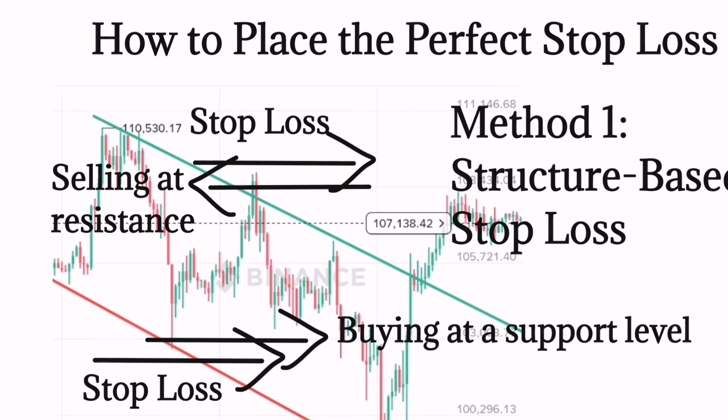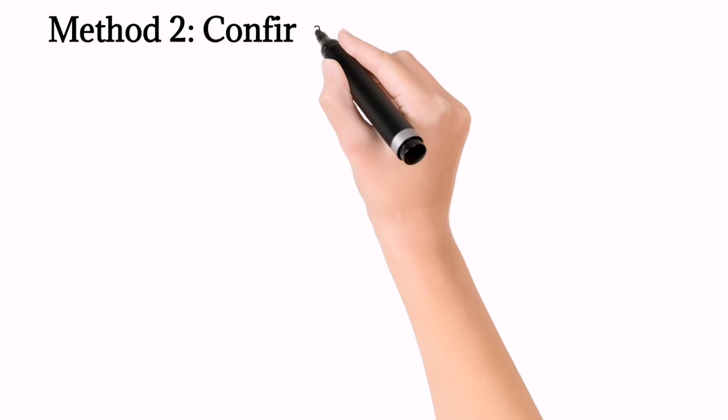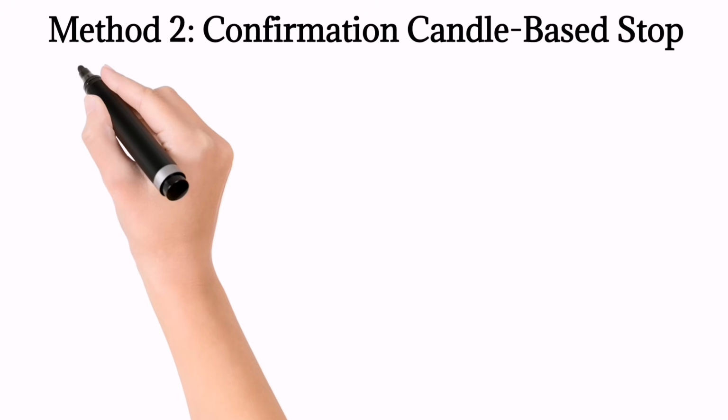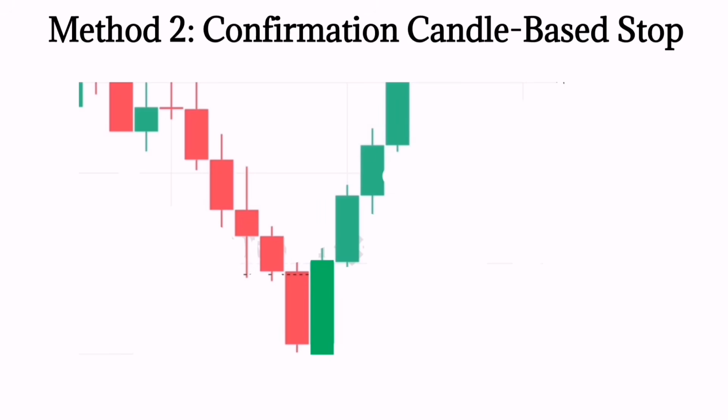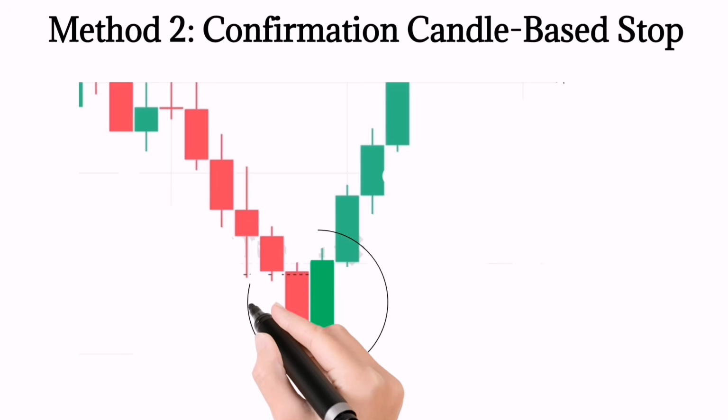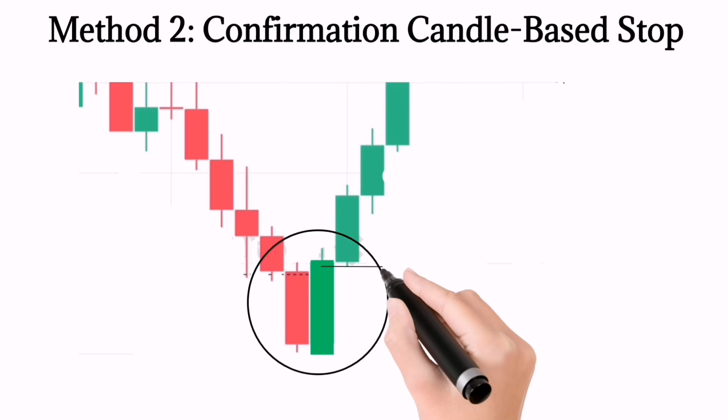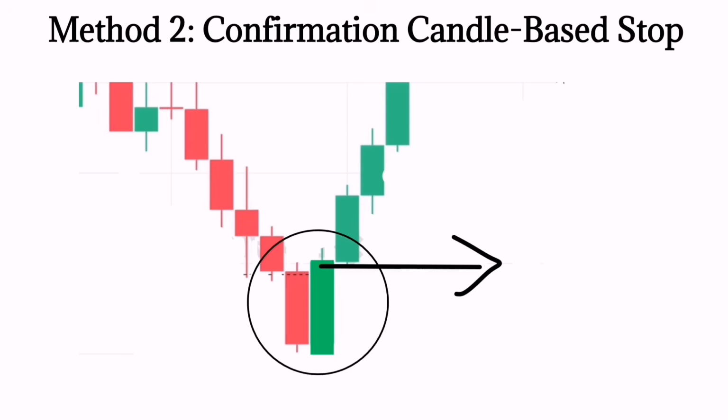It's logical and smart. Method 2, confirmation candle-based stop. Another smart technique is to use the confirmation candle's wick. Example, you enter after a bullish engulfing candle. Place your stop loss slightly below the low of that candle.